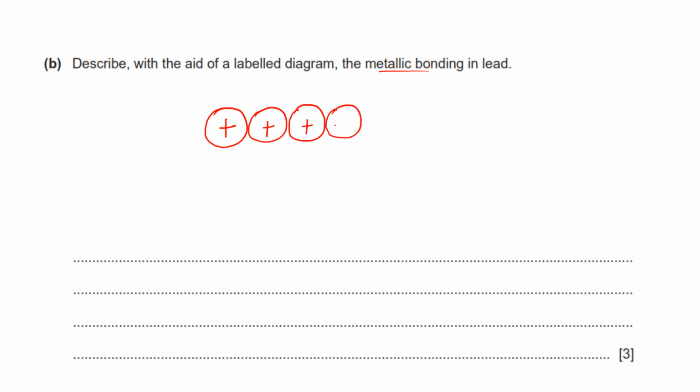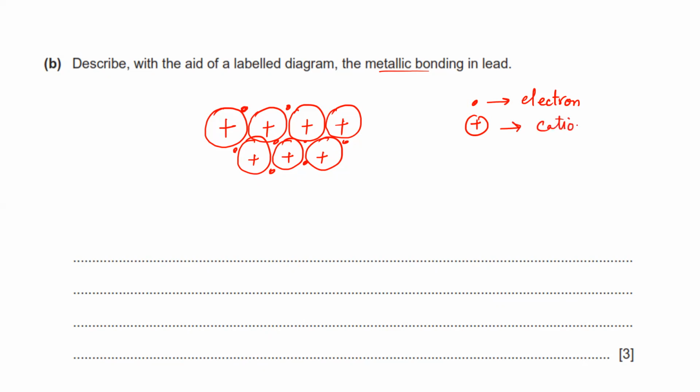You can have these electrons like this: 1, 2, 3, 4, 5, 6, 7. So 7, it's good to have these 7. So this is your electron, and positive, you can say it is your cations, or we can also call it delocalized electrons. Okay.